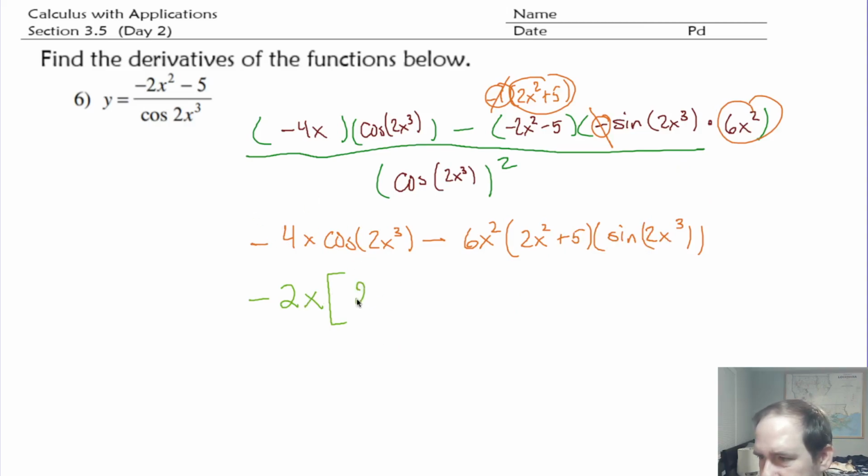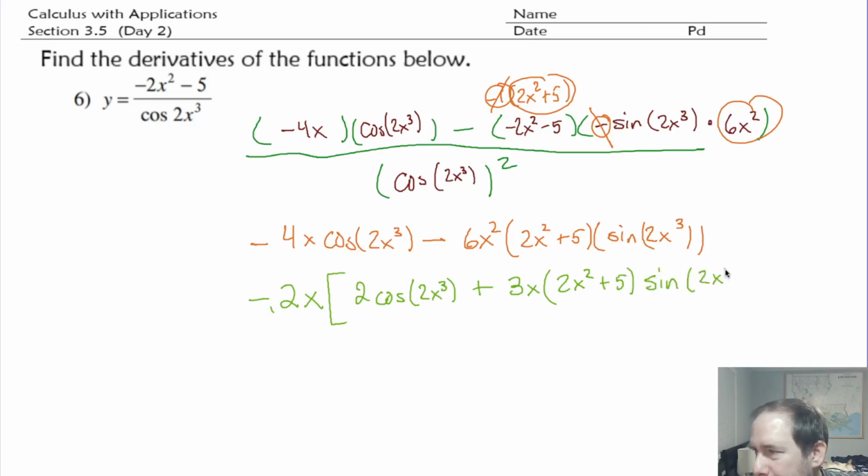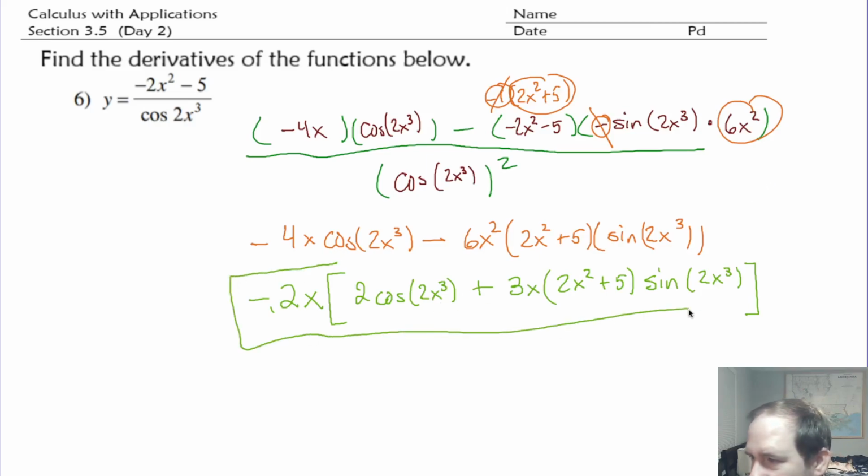2 cosine of 2x cubed? And we're factoring out a negative, so the minus becomes a plus. We're factoring out a negative 2x, so this will be 3x. Nothing got factored out of here, so 2x squared plus 5. And then a sine of 2x cubed. I think that's about the best we can do here. And it ain't pretty. I know it ain't pretty. But it's the best we can do.